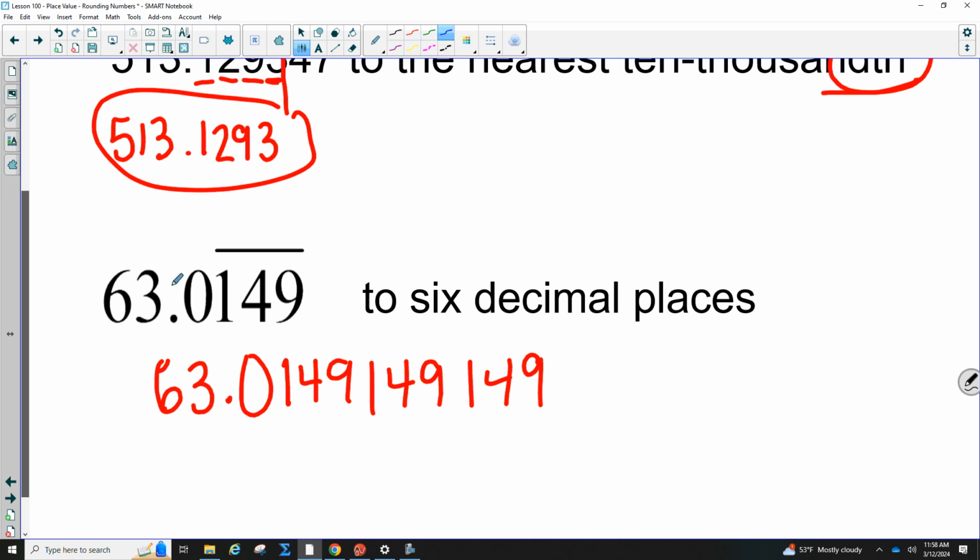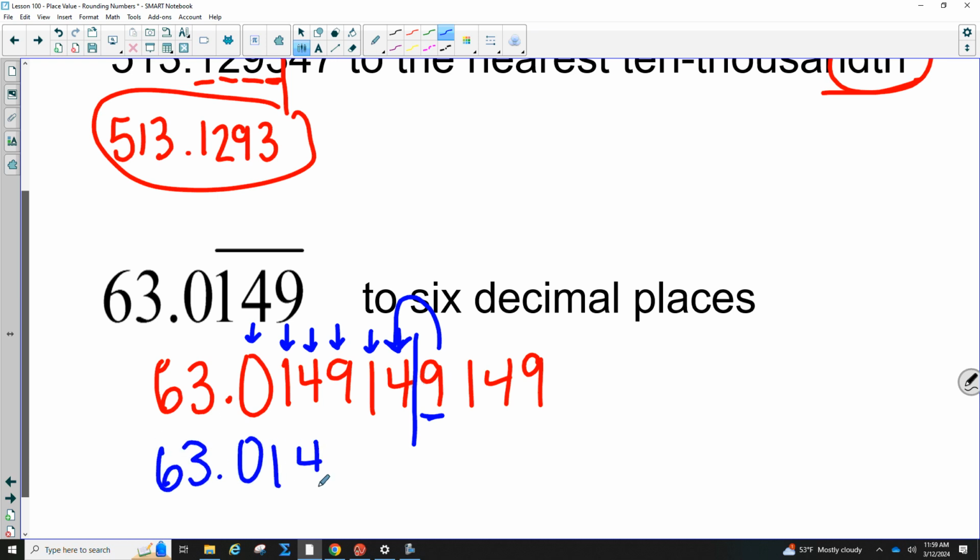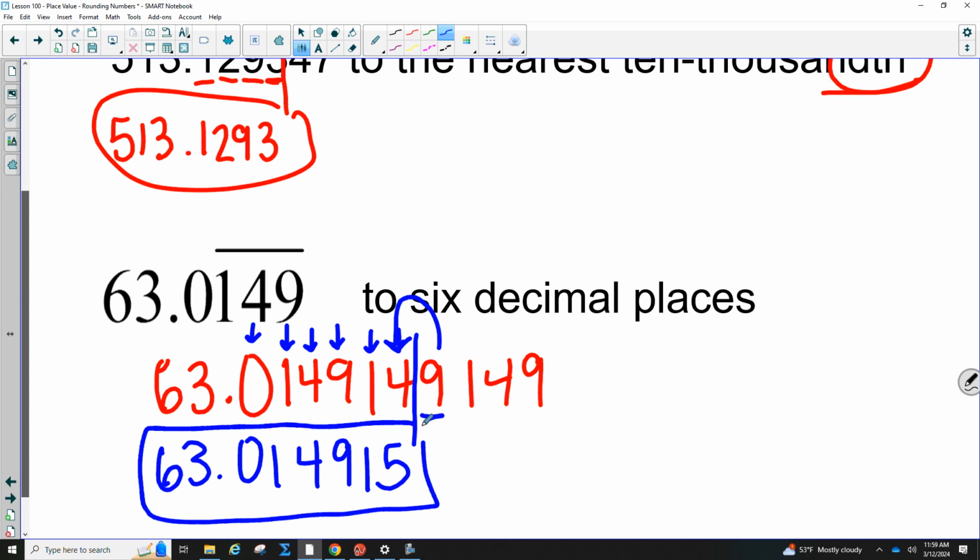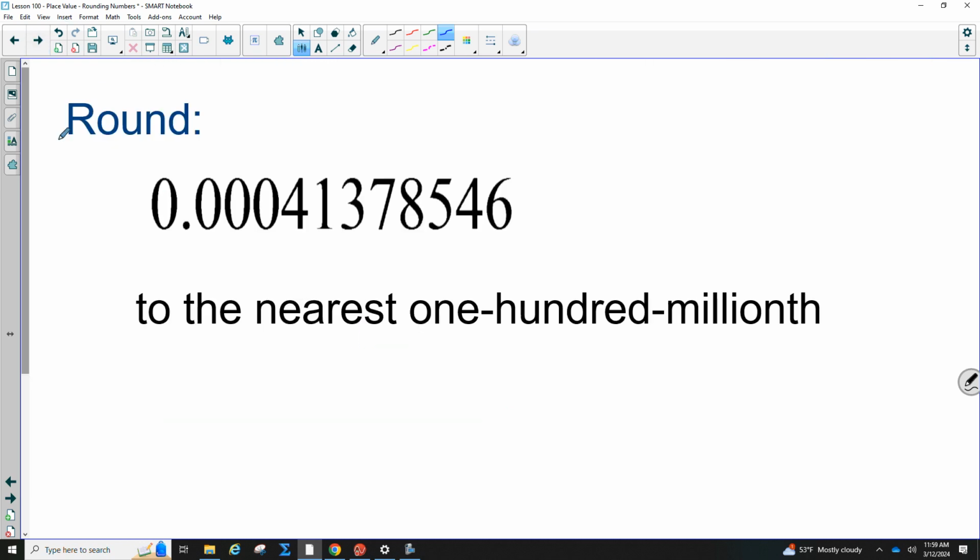We're just going to count 1, 2, 3, 4, 5, 6, and put your line after that 6th decimal place. Then look at just the number right next to the 4. This 9 is bigger than 5, so we are finally going to round up. Here's the first one that makes this 4 turn into a 5. So I have 63.014915. Round up, because that number is 5 or more.